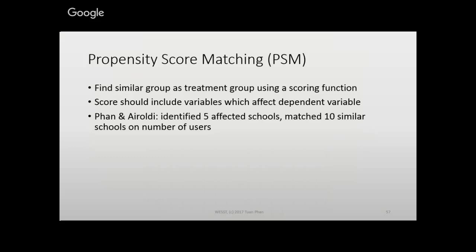You're from a machine learning domain, right? So scores should include all the variables which can possibly affect the dependent variable, the outcome variable. Okay. And so here we identified 5 affected scores. We matched against 10 similar scores, and basically it's a logistic model. So here it's a logistic model where we put 0 and 1, whether they're in the treatment group or in the control group. And then we train it once, and then we predict it, pick the highest scores as the match sample, the match control sample.